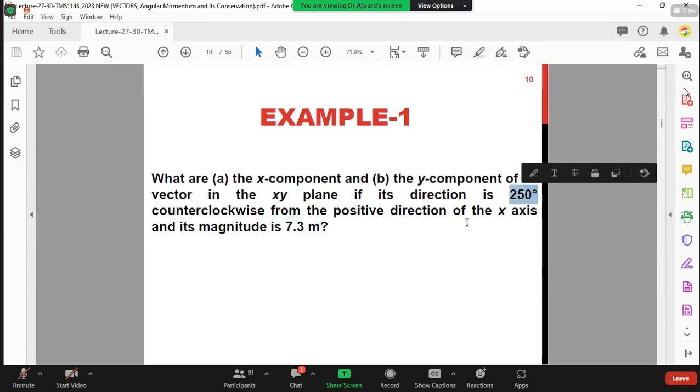So if the angle is 250 degrees counterclockwise from the positive x-axis, which quadrant is it in? The vector? Can someone tell me which quadrant the vector is in? You can maybe sketch a little bit. Because 0 to 90 is the first quadrant, 90 to 180, not the second, no?